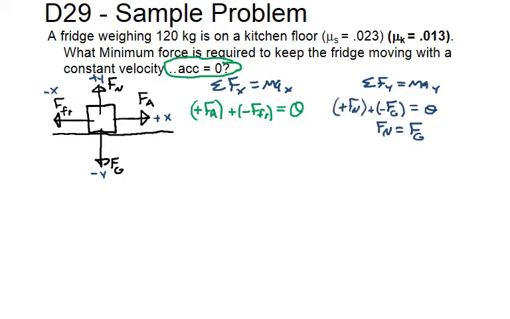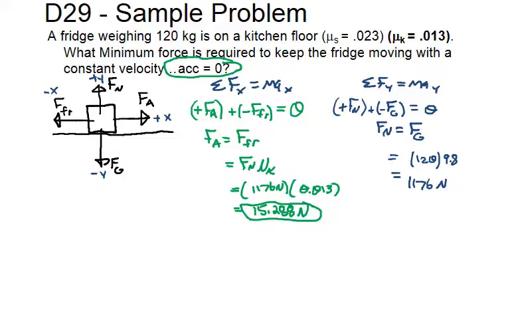The normal force will equal the force of gravity. So we should get 1,176 newtons. And then for the force of friction, we have the normal force times the coefficient. And in this case, it's going to take 15.288 newtons to keep it moving at a constant velocity to oppose the friction. So friction is going to be 15.288, force applied is going to be 15.288. And as we pull it, in this case, or push it, it's going to stay at a constant velocity.